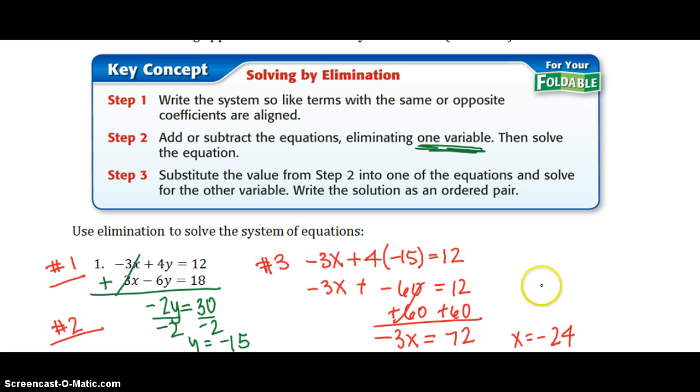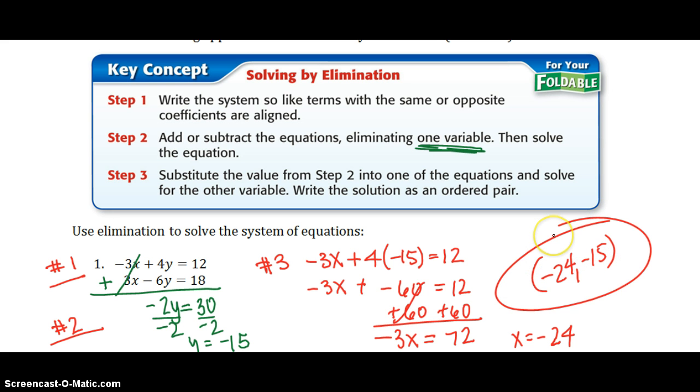So where do these two lines intersect? At negative 24, negative 15. That point is our point of intersection. Alright, on our next page, I'm going to leave number 2 for you to work, because I think you're going to see that your y will immediately eliminate when you add the two together.